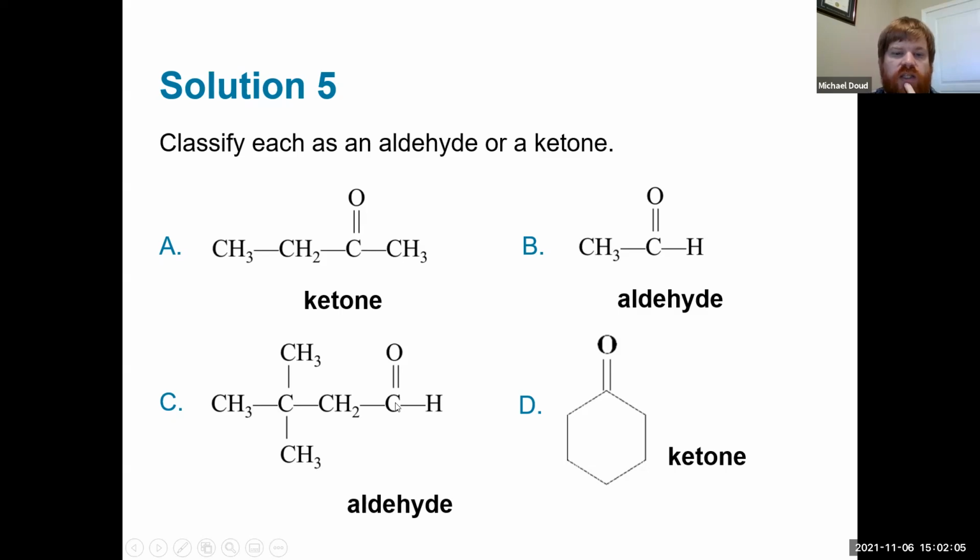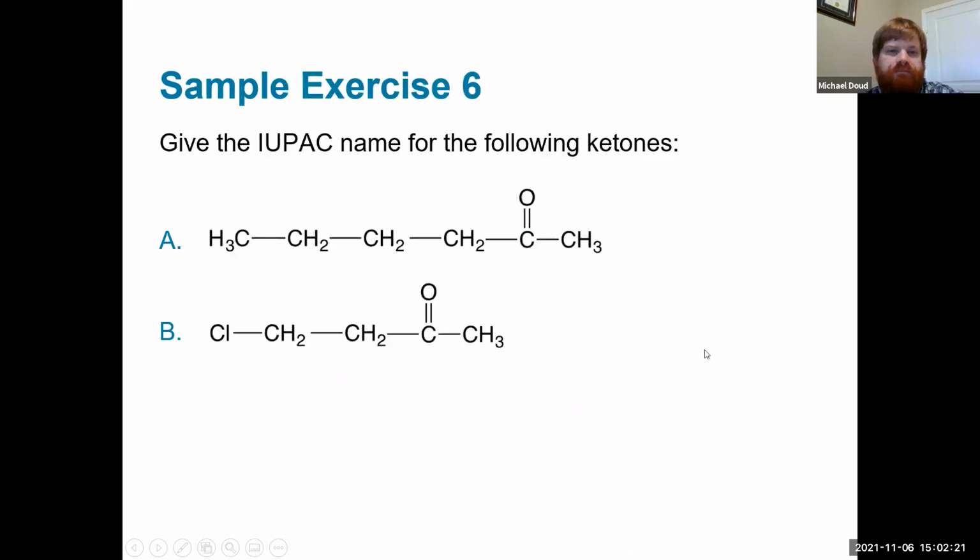Okay, for C, you can see again, the carbonyl carbon is bonded to a carbon and a hydrogen. So it's bonded to a hydrogen, it's an aldehyde. And then finally, we have a ketone here because this carbon's bonded to 2 other carbons. You can't have a hydrogen in the ring, right? So it's got to be a carbon.